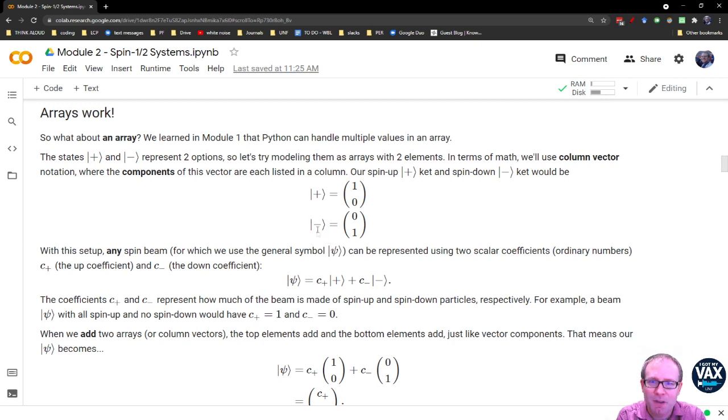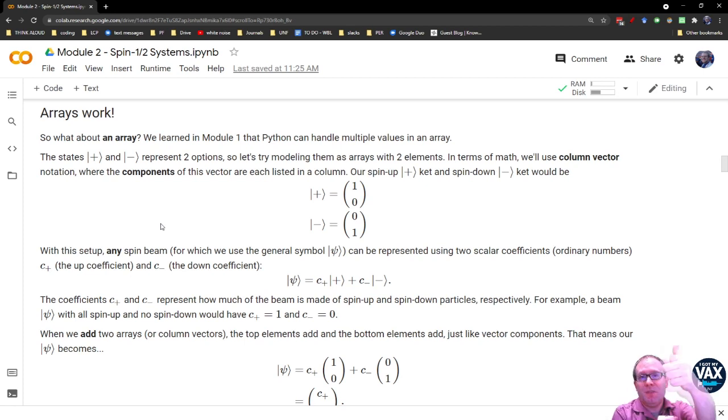This funny little symbol here with the flat part and the pointy part is called a ket. That name will make sense in a couple minutes. But we represent a ket as an array where one of them has elements 1, 0 and the other one has elements 0, 1. So think of these as regular vectors, right? They have a component here and a component here, and those two components are independent of each other. And so with this setup, I can specify any spin beam just by using these kets.